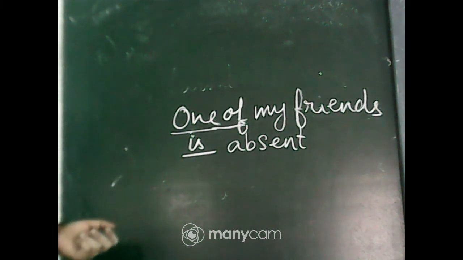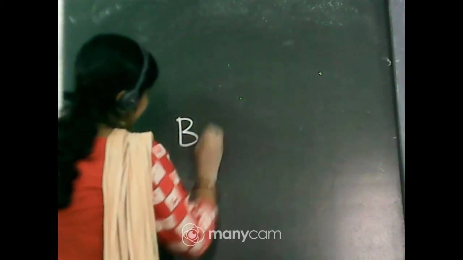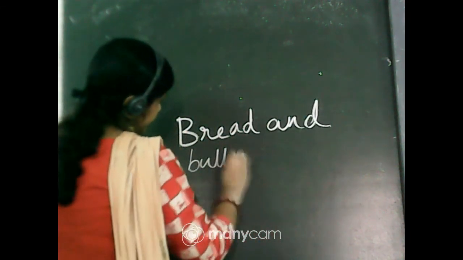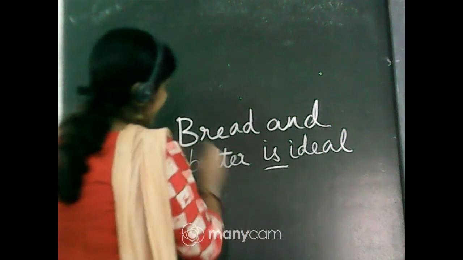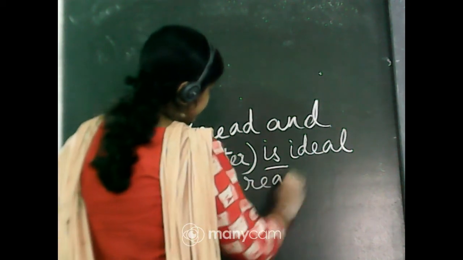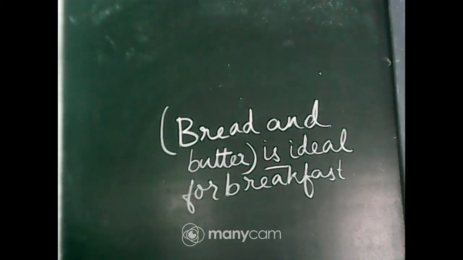Certain things come together. If the two subjects are regarded as one, it happens in very rare cases, but certain combinations are taken together, like bread and butter is ideal for breakfast. Even though they are joined, it's being considered as one single food. Because they go together, it takes a singular verb. English is a peculiar subject in that matter, because there aren't any hard and fast rules, but this is what is usually done.